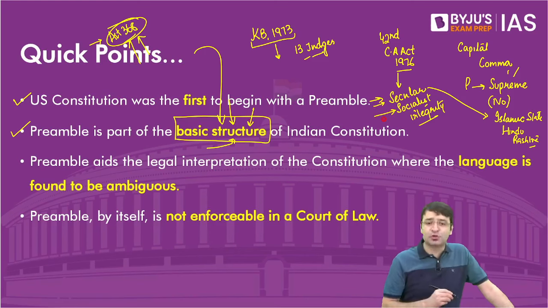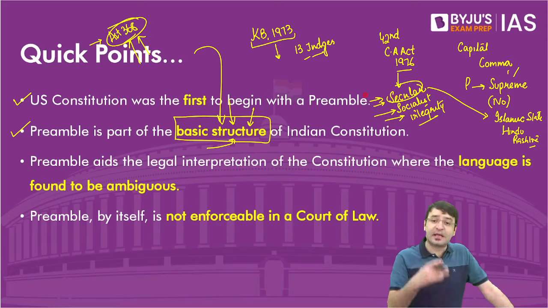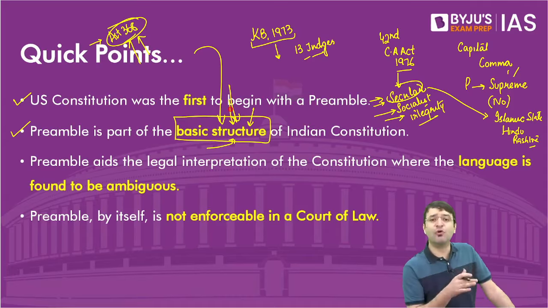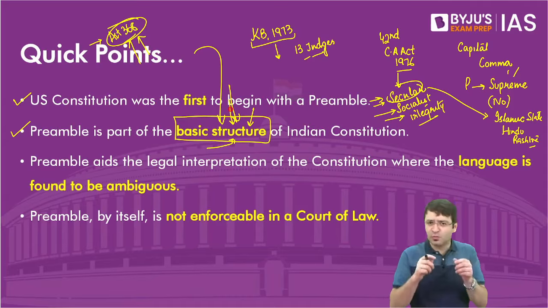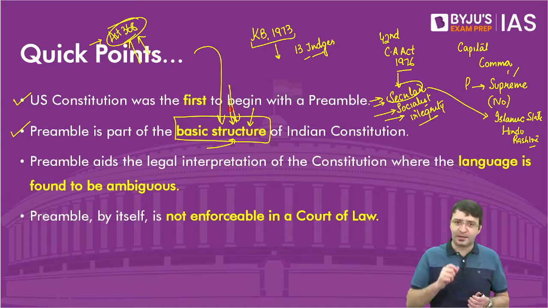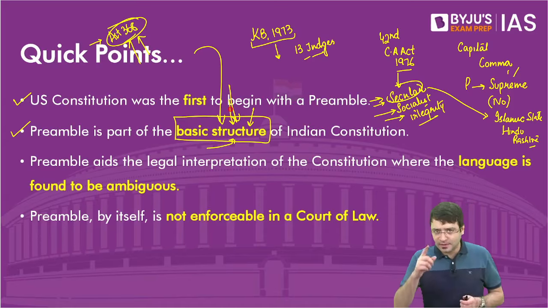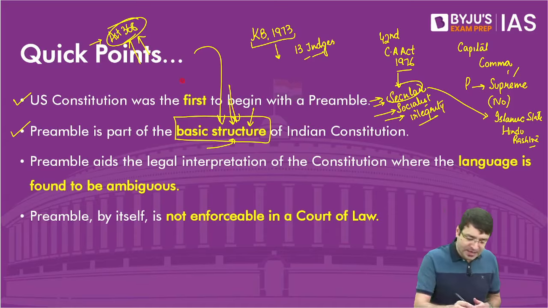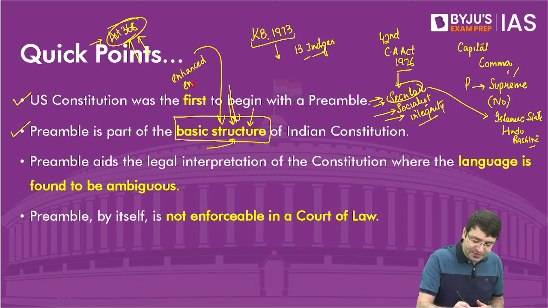By adding the word socialist, by adding the word integrity, the basic structure was not destroyed. In fact, the Supreme Court has said secularism is also part of the basic structure of the Constitution, which no amendment to the Constitution can change. Long story short, what are these quick points that you have to remember? One, the US Constitution was the first one to begin with the preamble. Number two, can the preamble be amended? We can say the preamble can be enhanced or enriched.